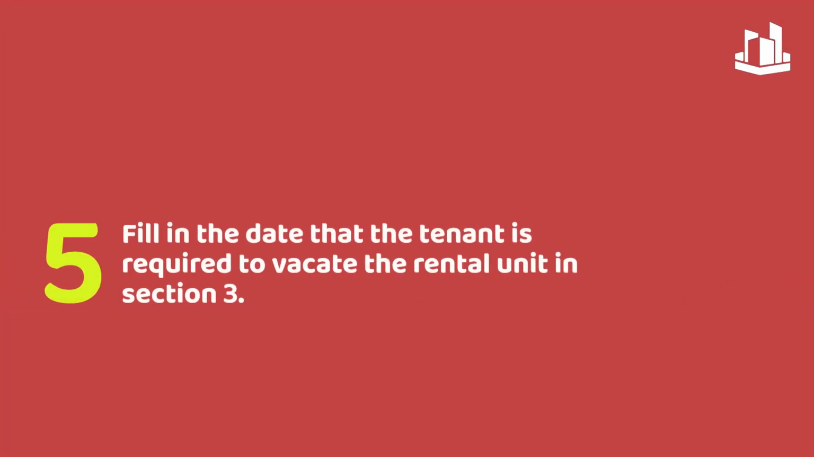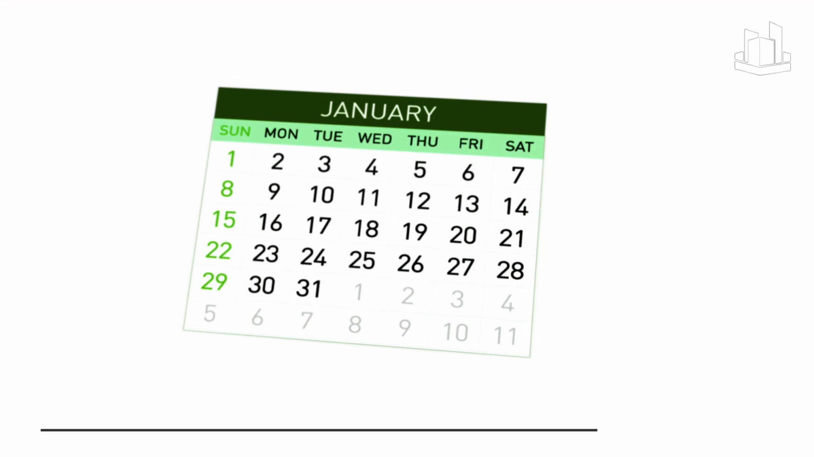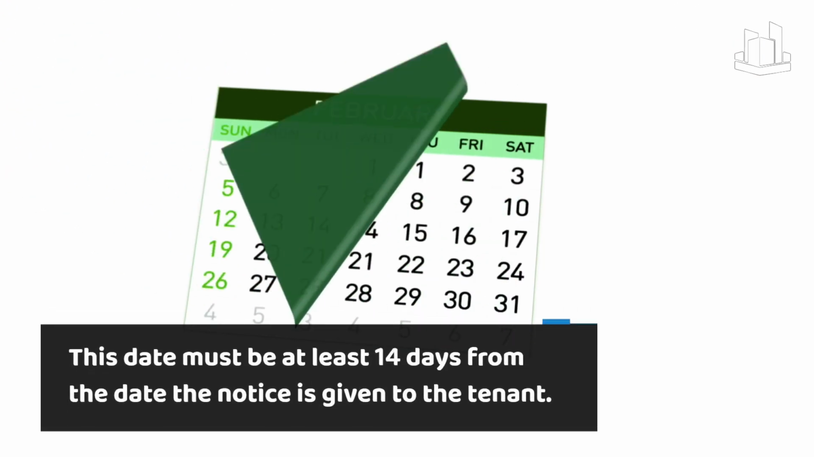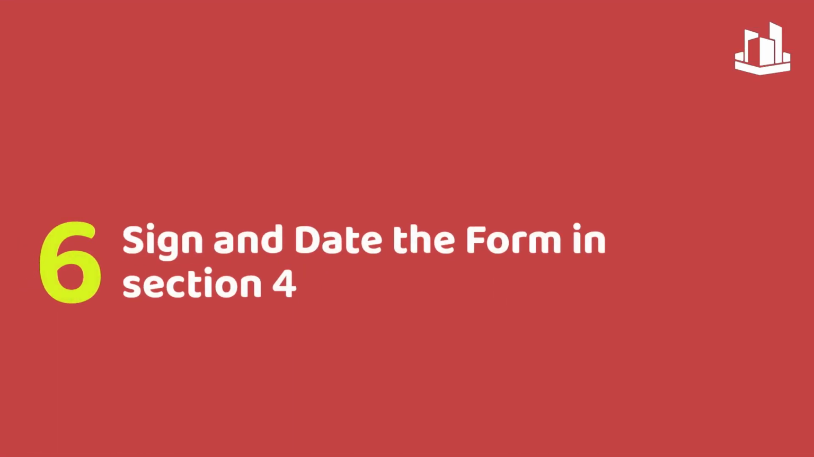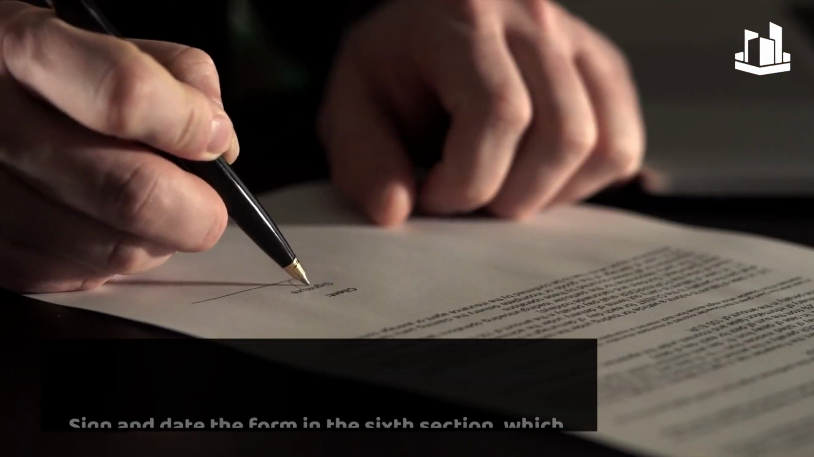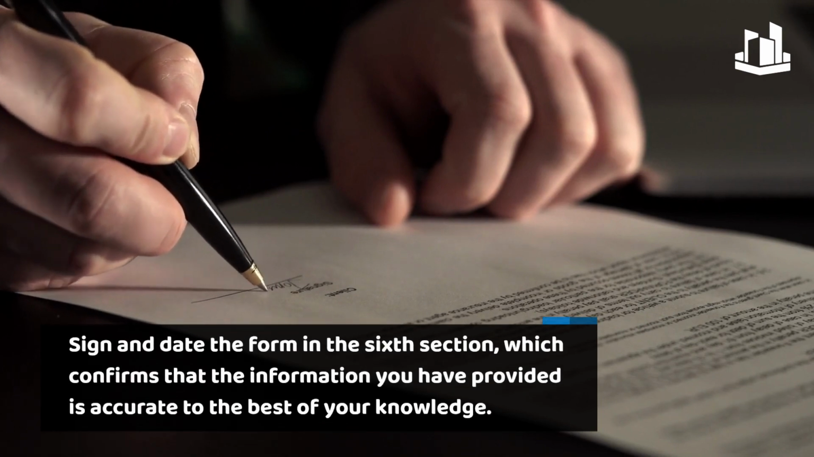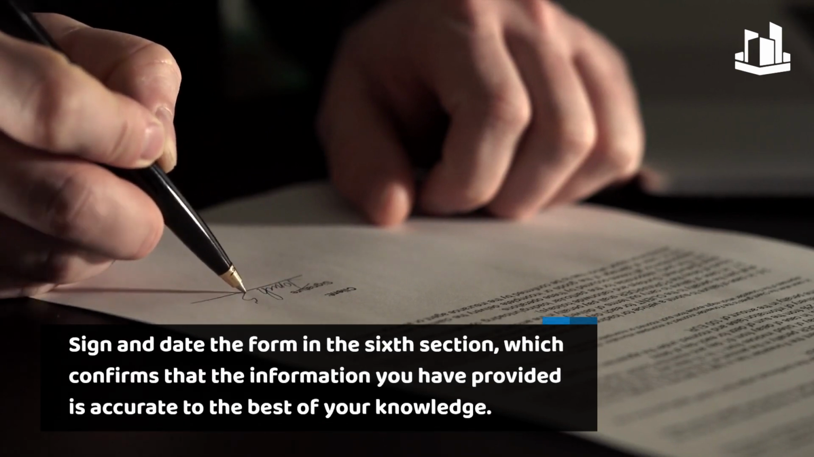Number 5. Fill in the date that the tenant is required to vacate the rental unit in Section 3. This date must be at least 14 days from the date the notice is given to the tenant. Number 6. Sign and date the form in Section 4. Sign and date the form in the 6th section, which confirms that the information you have provided is accurate to the best of your knowledge.